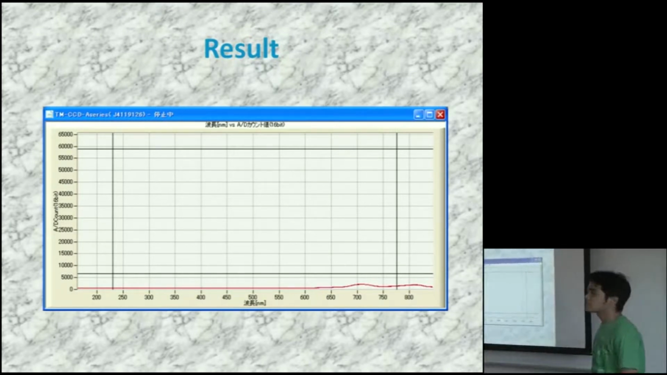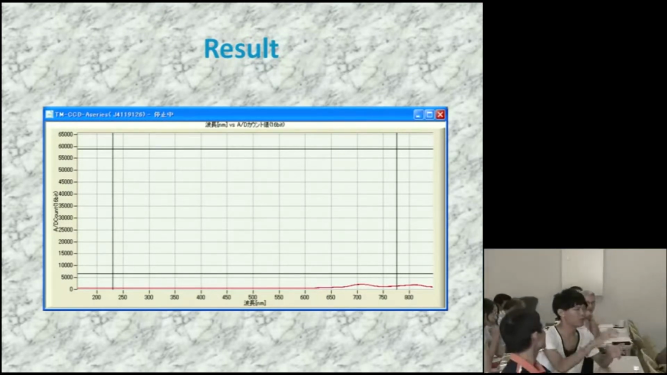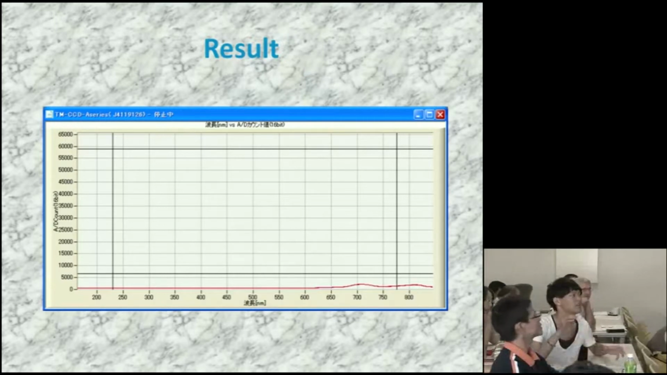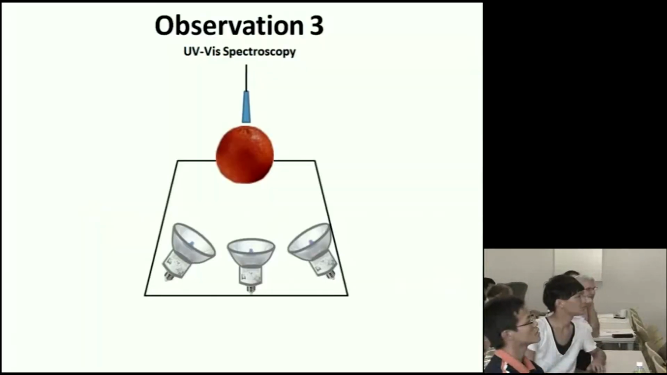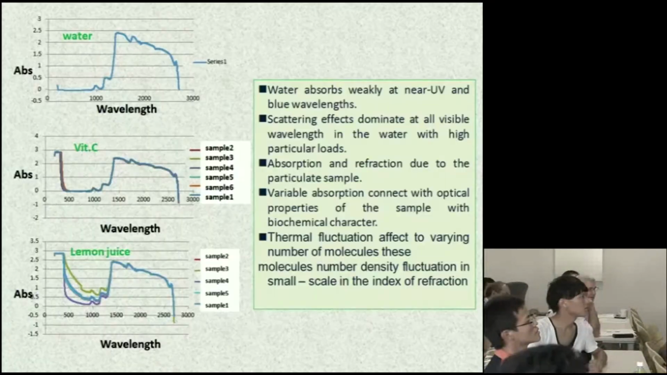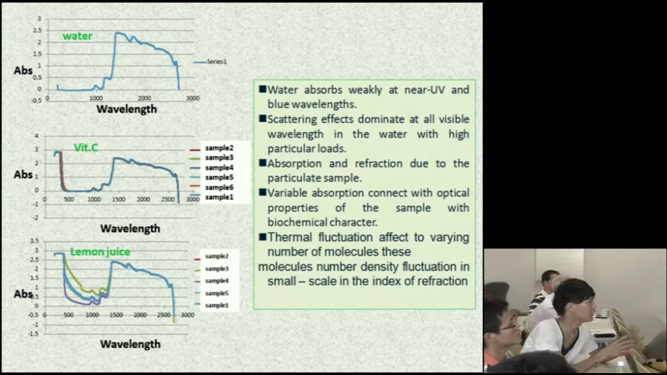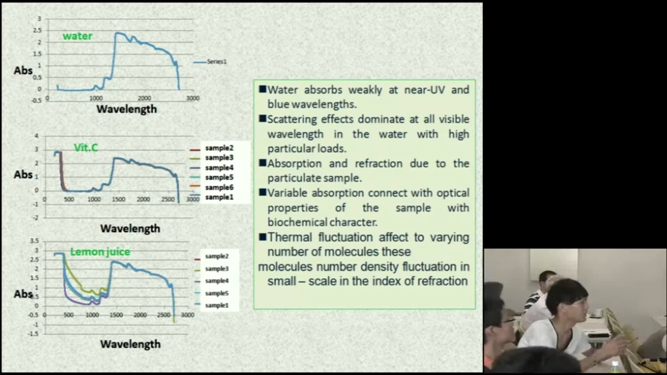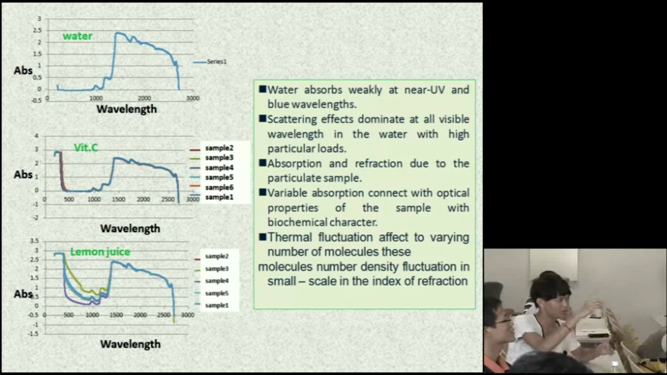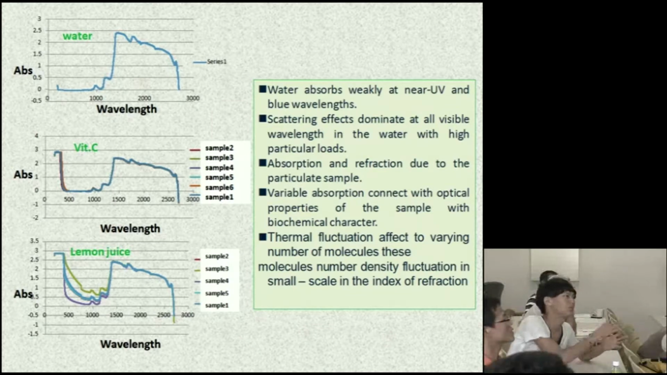Also, go back to the slide comparing water, vitamin C and lemon juice. This one? Yeah. In the case of lemon juice, the shape of the graph is not consistent, not the same. Is this due to the concentration of juice?